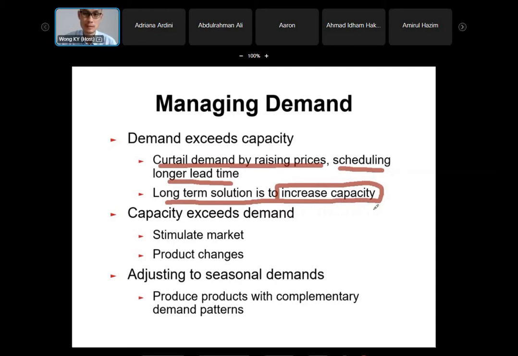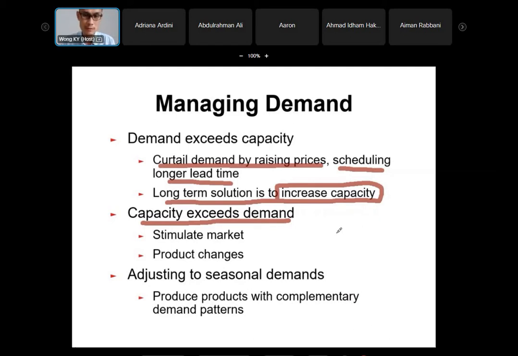Yeah, demand exceeds capacity. Now, what happens if you have a different scenario? Let's say capacity exceeds demand. It means your factory has a lot of capacity, you can produce a lot, but the customer doesn't require so much. For example, if you look at the property market, houses. Nowadays, contractors just keep building houses, but there's no demand. Especially in JB, in KL maybe there is a lot of demand, but in JB, Malaysia, you see a lot of new apartments, new houses built everywhere, but there are no buyers. All the apartments are empty, vacant.